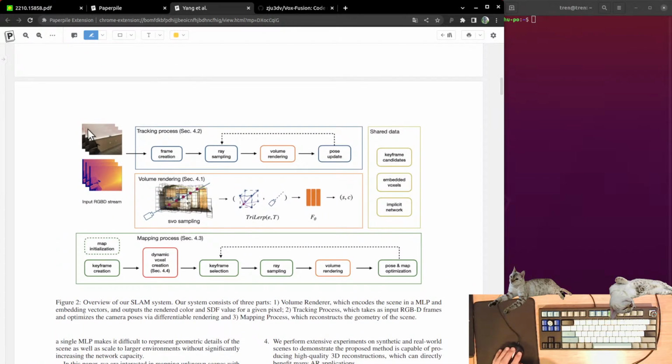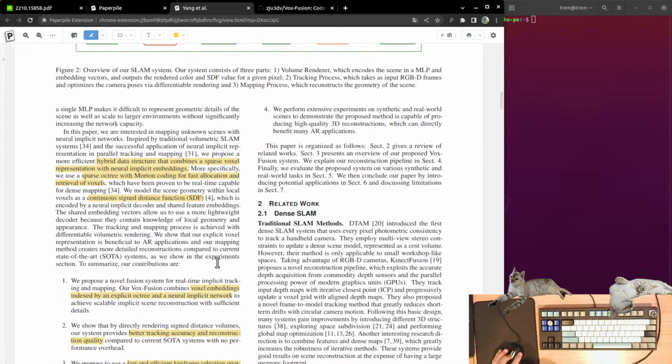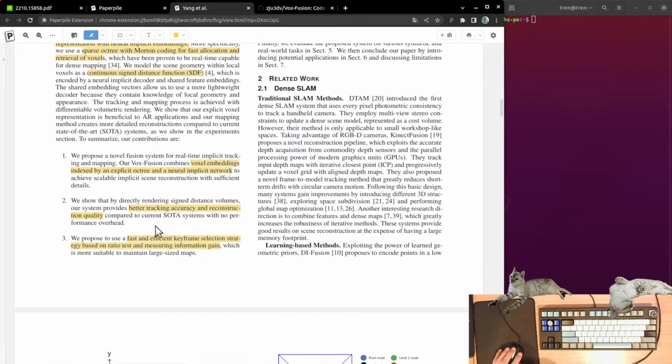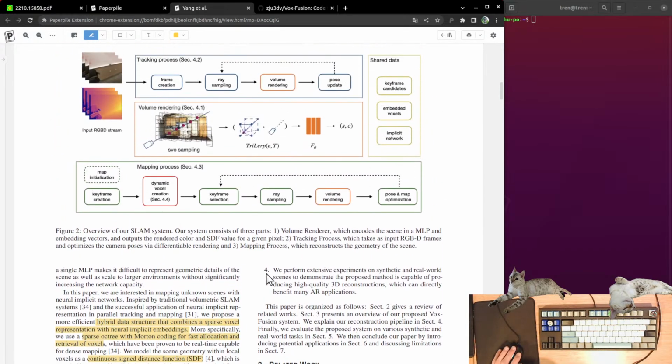So you have to pick which images, right? You have all these images coming in. You have to pick which ones you want to use to create your map and to localize yourself within that map. So picking the right keyframes to do that is important. And so I think they're going to measure information gain here and then do some kind of ratio test to determine which ones to use and which ones not to use. Perform extensive experiments. Okay. Demonstrate the proposed method is producing high quality.